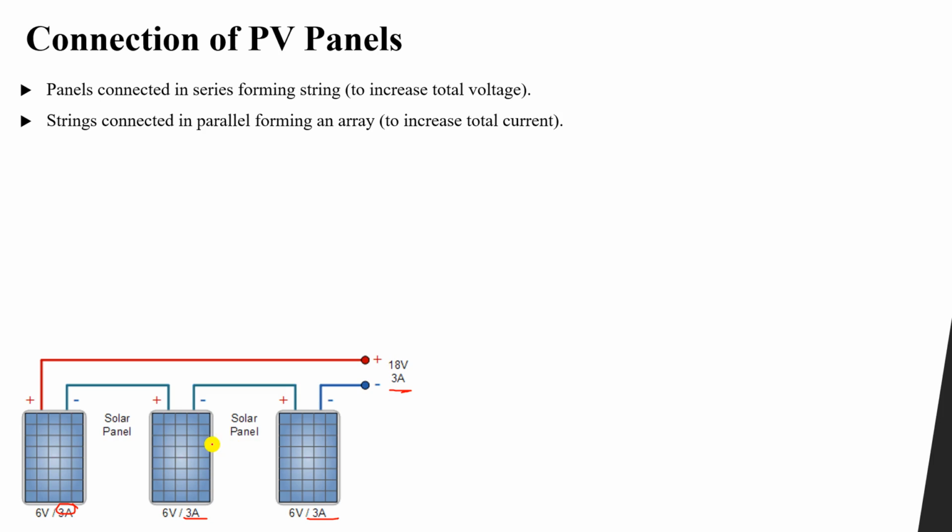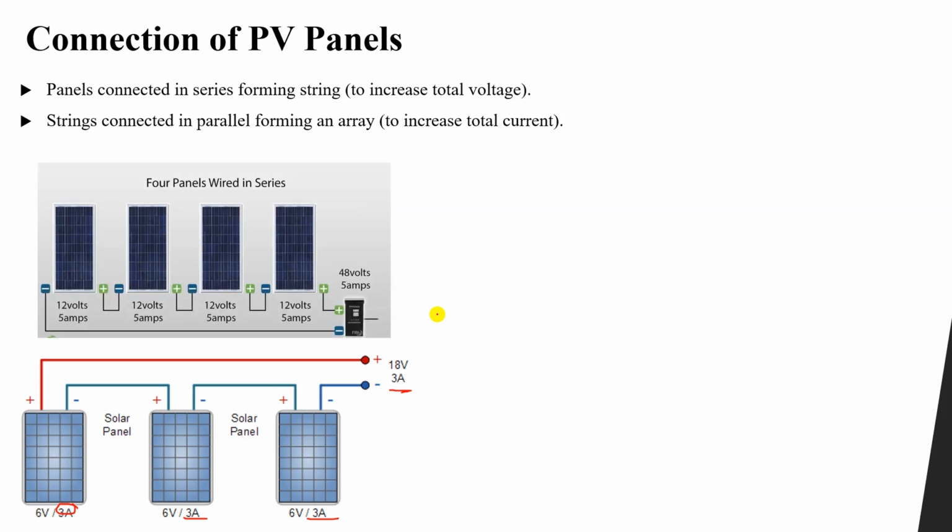So when we connect the panels in series, we form a string to increase the total voltage. Here the same idea, you can see 12 volt 5 ampere, 12 volt 5 ampere, and so on. When they are connected in series, you can see a positive with negative, positive with negative, different terminals. When they are connected with each other, it means we have a series connection. So you can see the final output is the same current, 5 ampere, but the voltage is a summation, 12 plus 12 plus 12 plus 12, which is 48 volt.